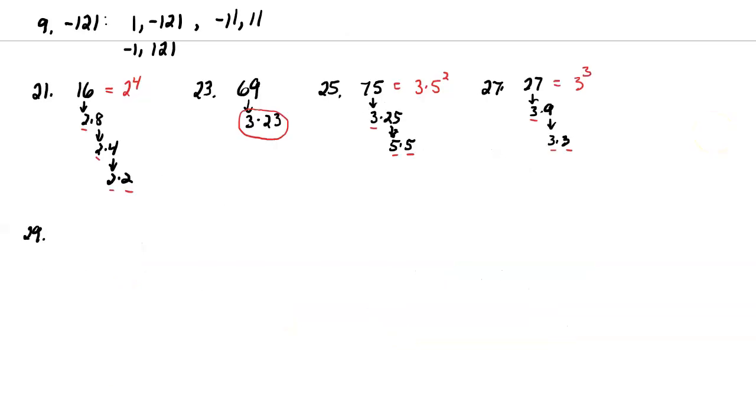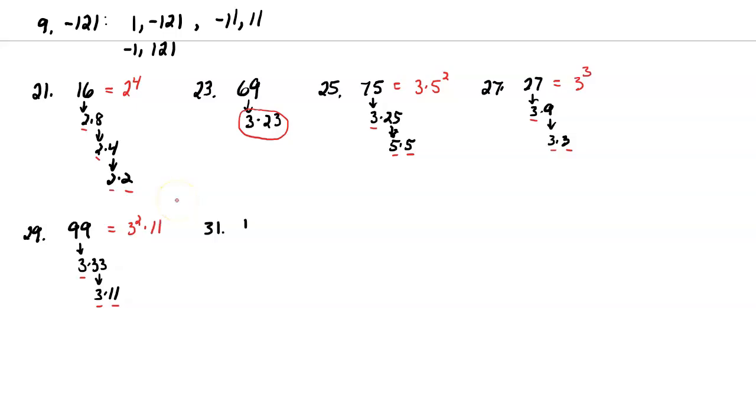Number 29. The number is 99. Well, 99 is not an even number. It won't divide by 2. It does divide by 3. 3 times 33 is 99. Now try to divide by 3 again. 3 times 11 is 33, and 11 is a prime number. 3 times 3 times 11 is 99.